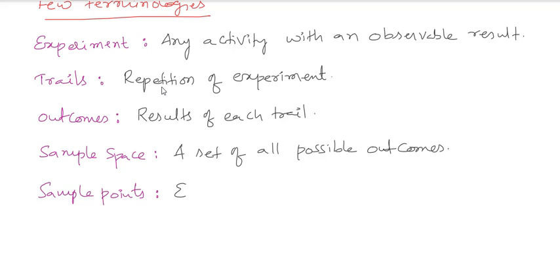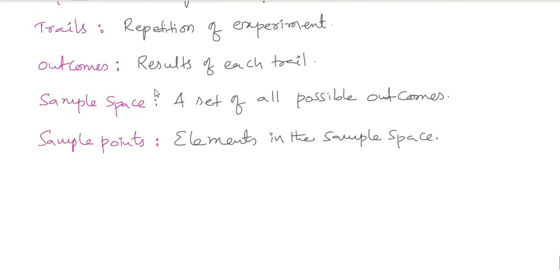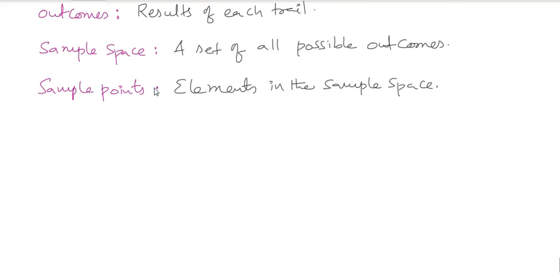Elements in the sample space are called what? Elements in the sample space, I used to call them the sample points. Then an event means it is a subset of the sample space. An event is a subset of the sample space.